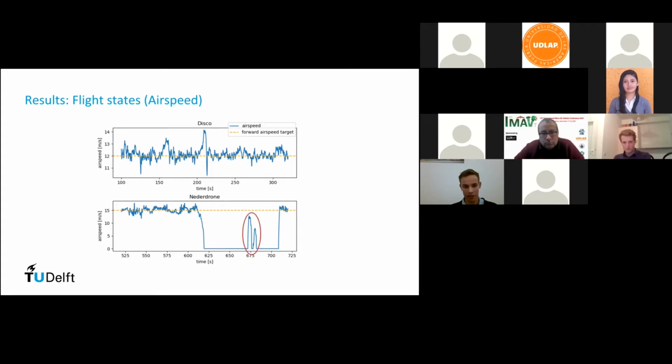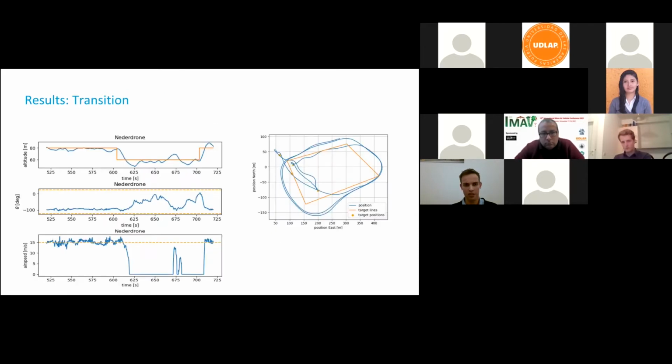Here you can see that in hover flight, we moved the hover waypoint around, and the Nader Drone actually gains airspeed again because we are pitching down at this moment. As I already said, I will zoom into the transition of the Nader Drone. First of all, what I already discussed, the loss in altitude when we transition from forward flight to hover, as you can see. Secondly, we moved the waypoint around, and there you can see that the pitch is decreasing, airspeed is increasing, and altitude is increasing.